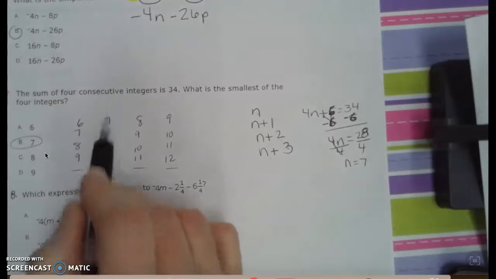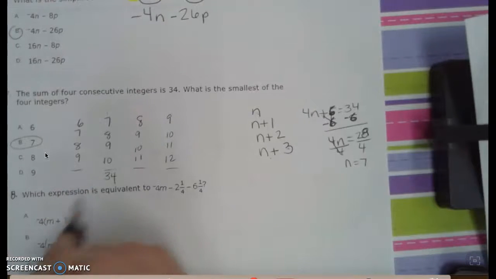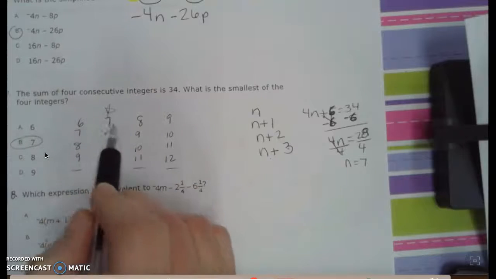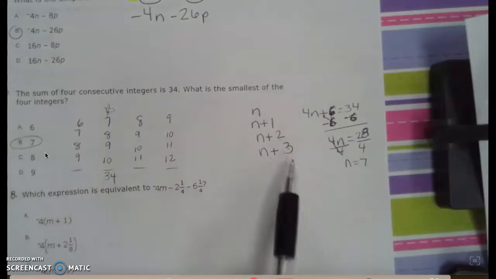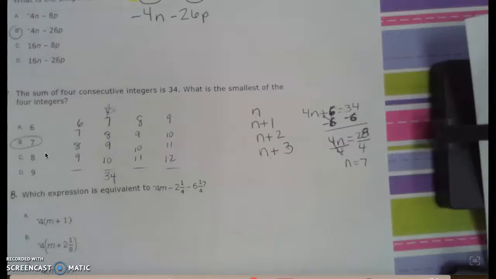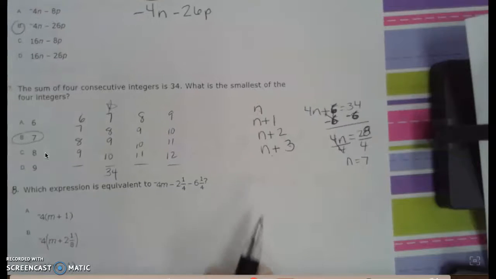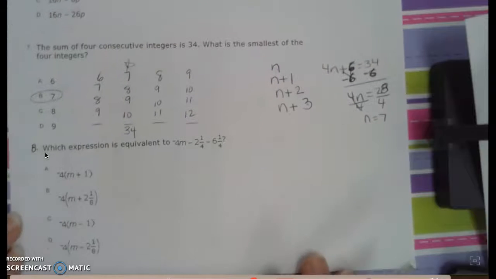Or if I added up this row, I would have gotten 34, and I would know that that would have to be my answer starting with 7, because that's the only one that gives me 34. So I apologize that I added that wrong. I could edit it out, but, you know, we all make mistakes, so I'm going to leave it in there.